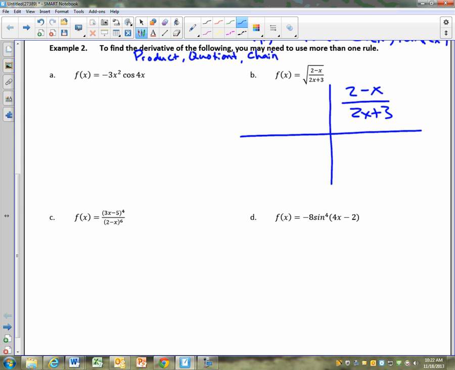Now, a lot of people get mad when they see that because they're like, well, we're going to have to take the quotient. Yes, you are going to use the quotient rule for that, and we'll do it here in just a second. Wait till we're done and then ask the question again. I don't know if I can answer it right now.